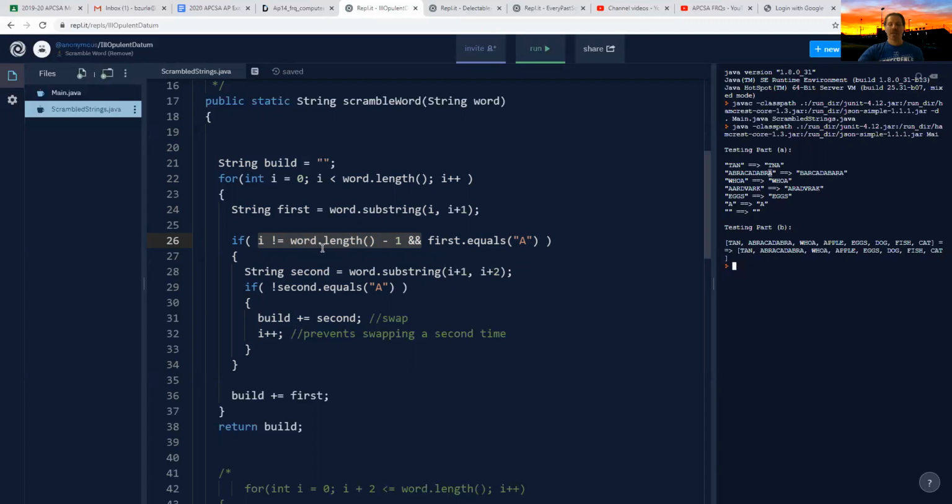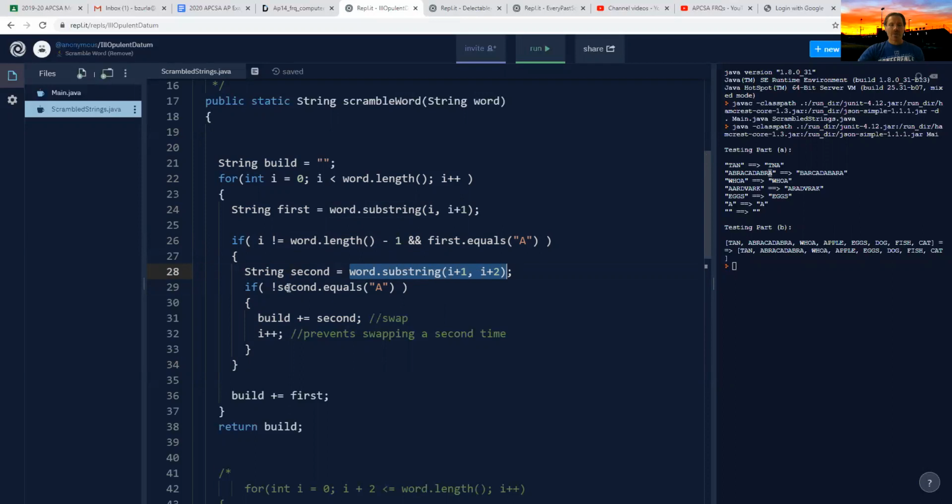So if you're at the last index of the string, why would you want to consider swapping with the next letter? There is no next letter. And if you did consider a swap, very likely you'd go out of bounds. Okay, so to prevent myself from going out of bounds is why I put that extra protection there.